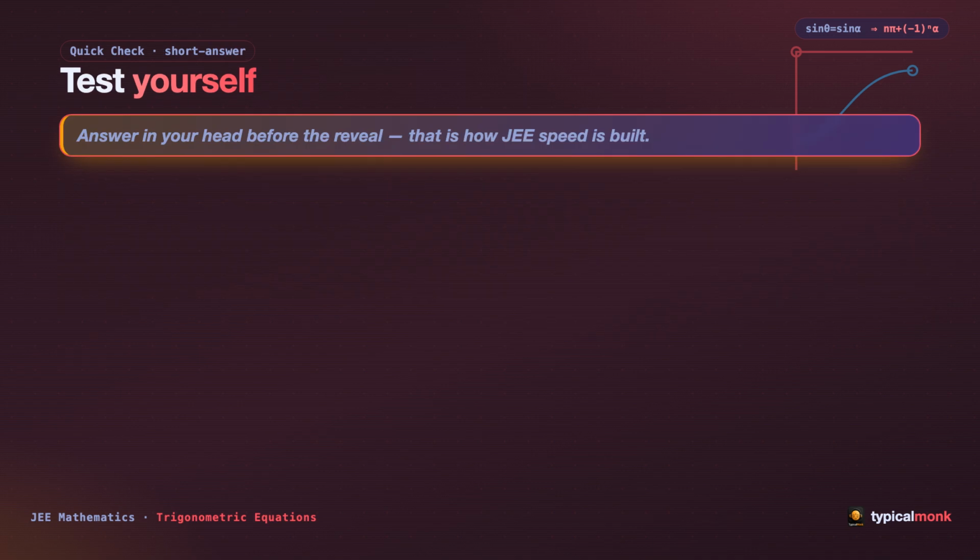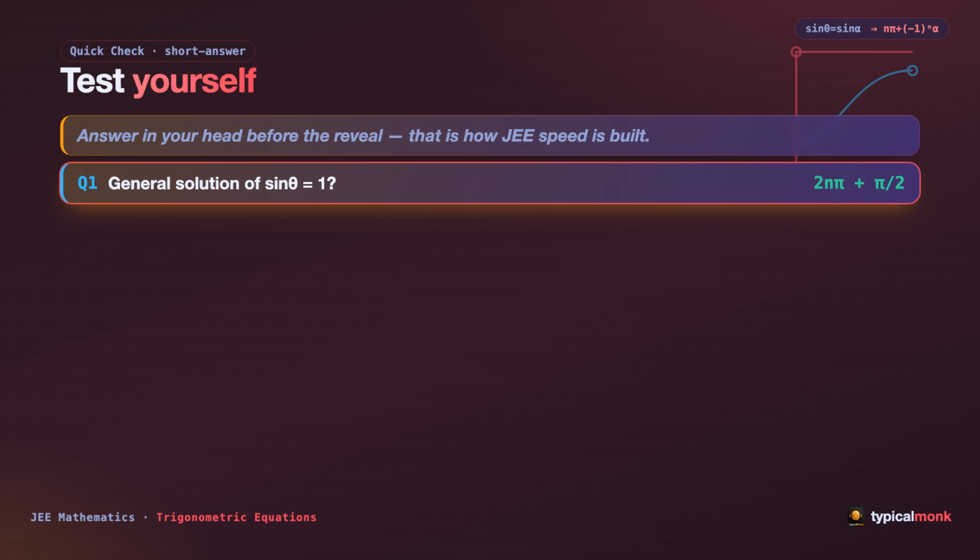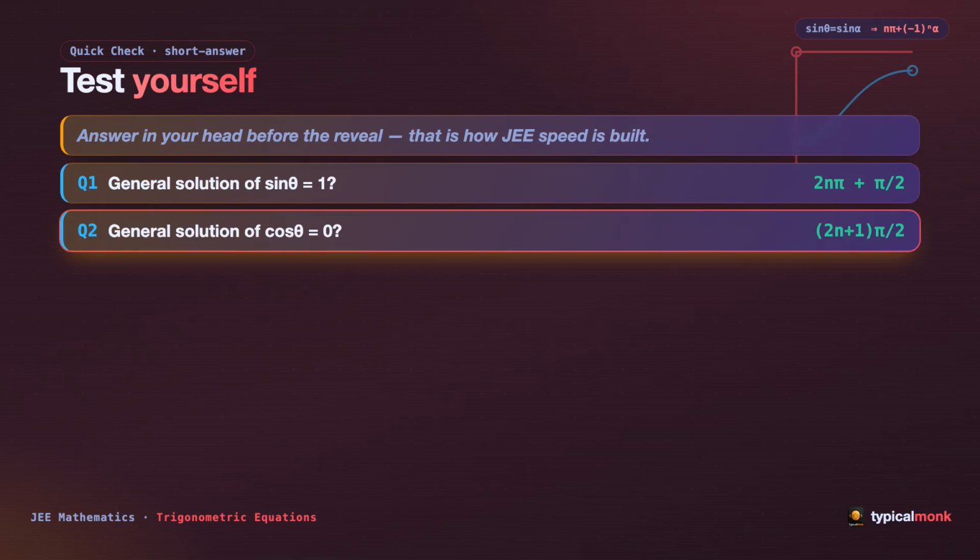Time to test yourself, rapid fire. Here is the rule. I ask, you answer in your head before the reveal. No pen, no paper, just the ideas you built today. Question 1. What is the general solution of sine theta equals 1? 2n pi plus pi over 2. Question 2. What is the general solution of cosine theta equals 0? 2n plus 1 times pi over 2.